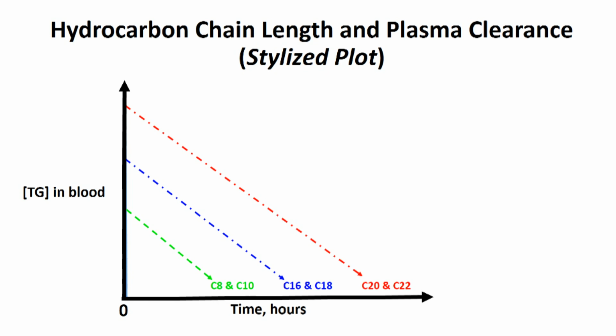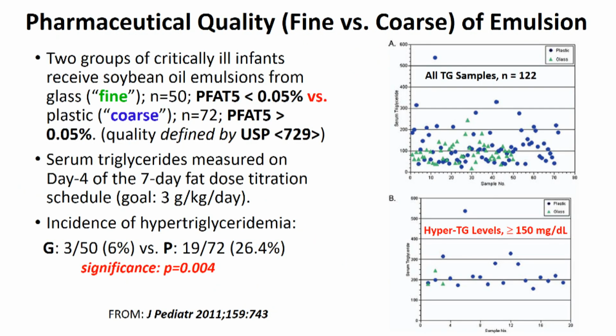This stylized plot illustrates the rate of plasma clearance according to the type of emulsion infused over time. Increasing the hydrocarbon chain length of the fatty acid triglycerides prolongs the clearance time. Therefore, medium chain triglycerides consisting mainly of 8 and 10 carbon fatty acids are fastest, followed by plant-based 16 and 18 carbon fatty acid containing long chain triglycerides, and finally 20 and 22 carbon marine-based long chain triglycerides are the slowest. Finally, a spike in the incidence of hypertriglyceridemia was noted by our neonatologists.